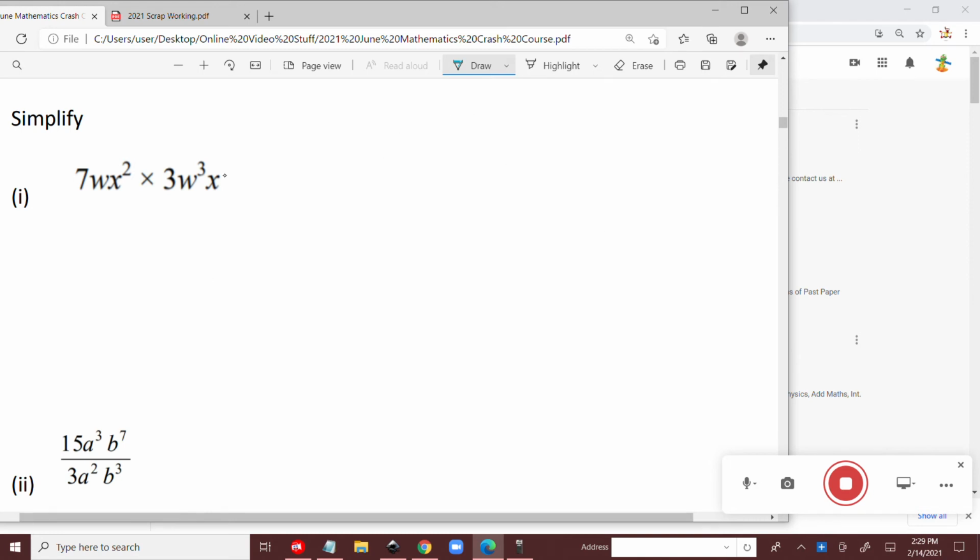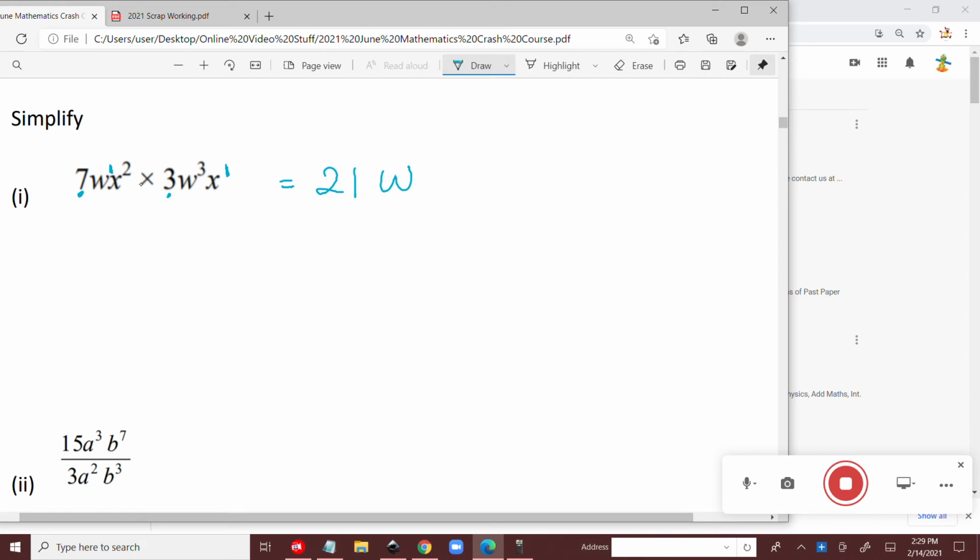First of all, here's an x and there's no power, so the power is automatically 1. Here's a w, so the power is automatically 1. We're multiplying the 7 by the 3. That will give us 21. Let's handle the w's.